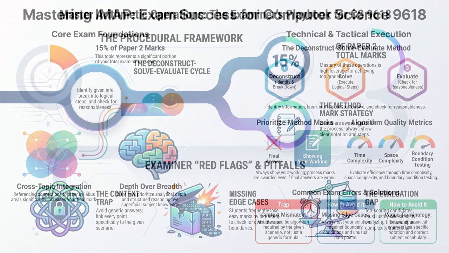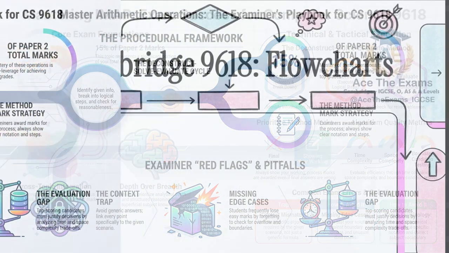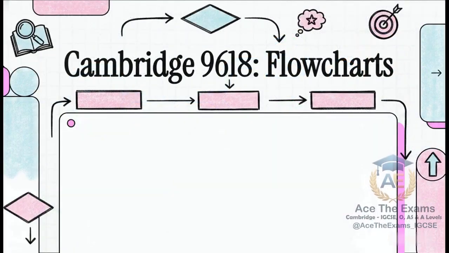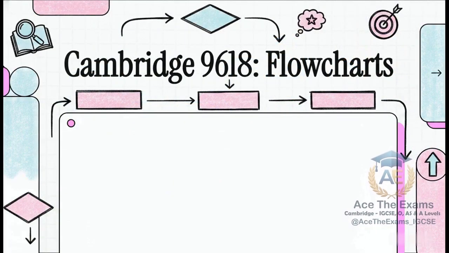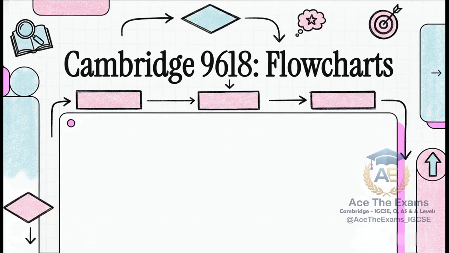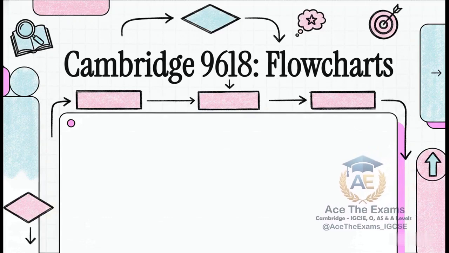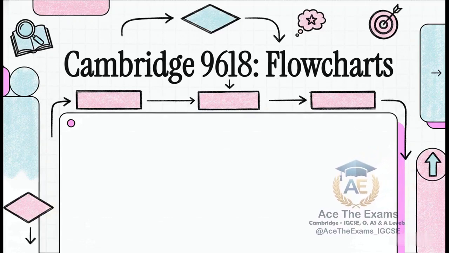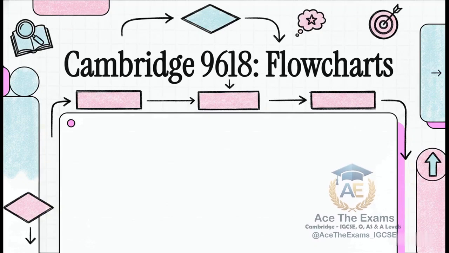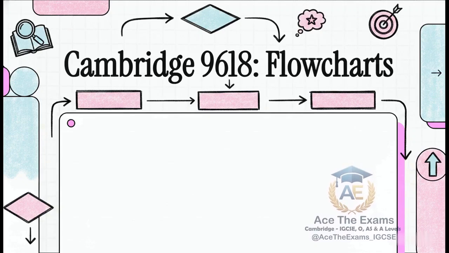Welcome to this explainer. Today, we're targeting a very specific, high-stakes topic, Cambridge AS and A-Level Computer Science, subject code 9618. Specifically, we're zeroing in on documenting algorithms and flowcharts. Now, if you're gearing up for this exam, you already know this topic can be an absolute marathon. It's demanding, and it requires some serious mental endurance. But we're going to take the guesswork completely out of the grading rubric today.